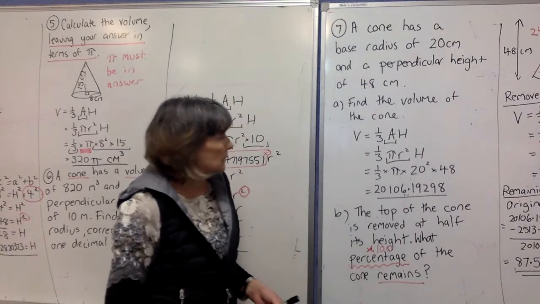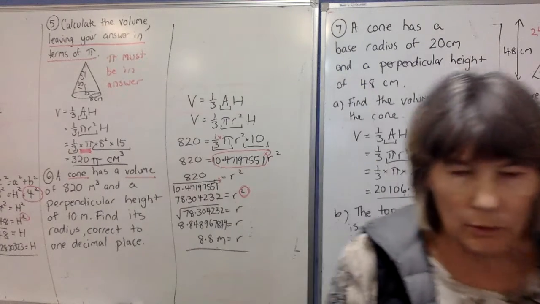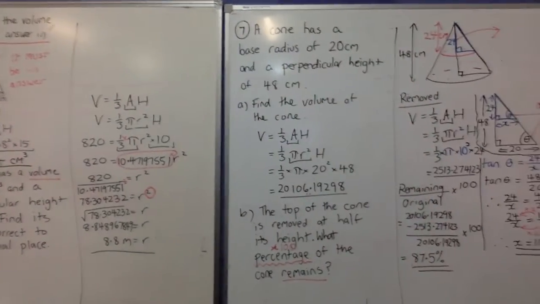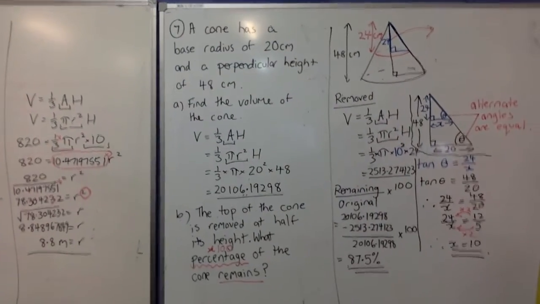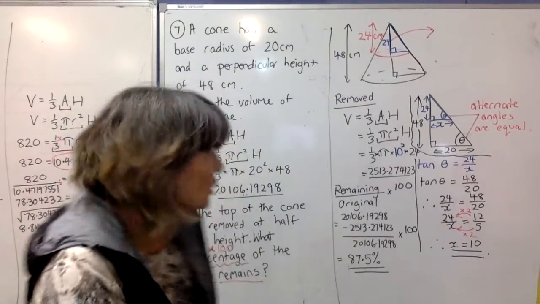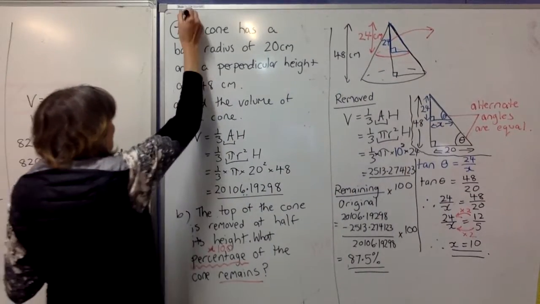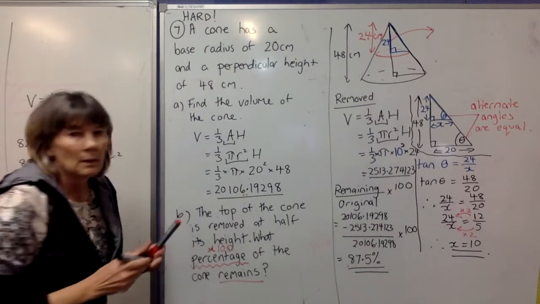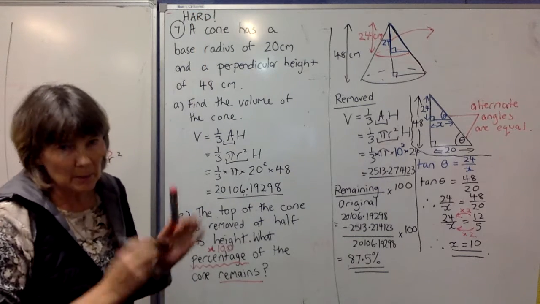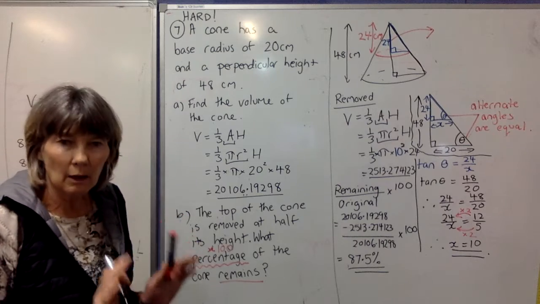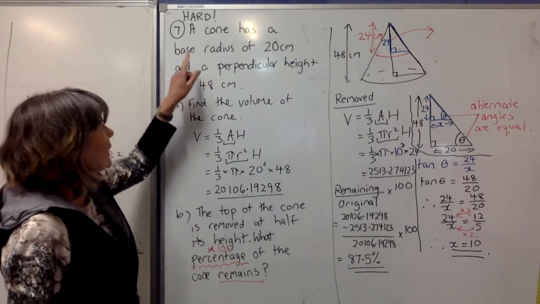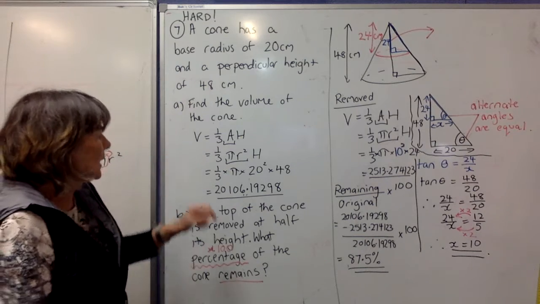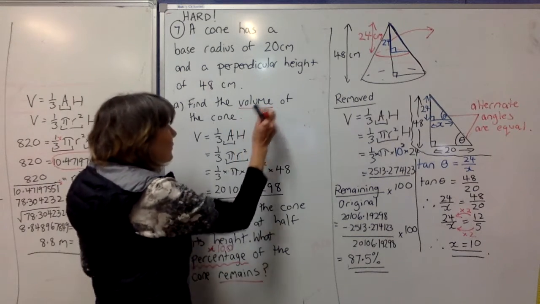All right, now this last question is tricky. And if you can get through the second part of this, you're doing really well. It is extension. It is a hard question. So I want you to write this down as a hard one. Now the first bit is going to be easy enough. The second part, a lot to do. All right, so a cone has a base radius of 20 centimetres and a perpendicular height of 48 centimetres. Find the volume of the cone.